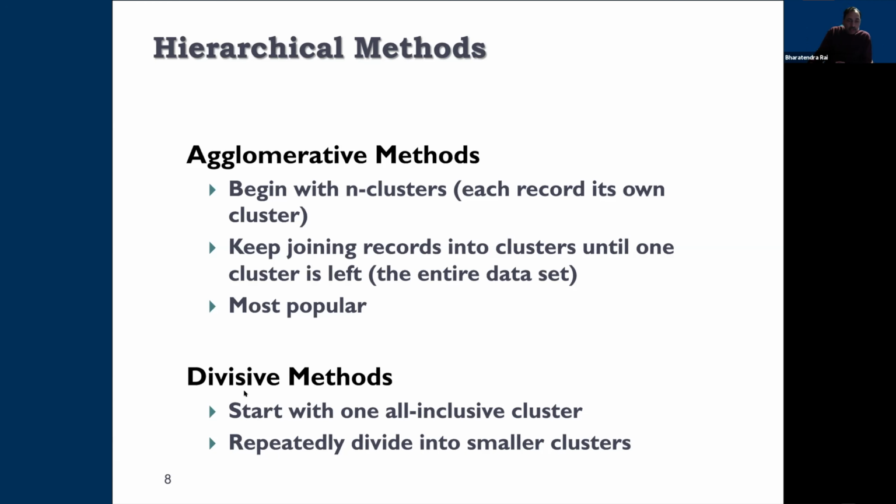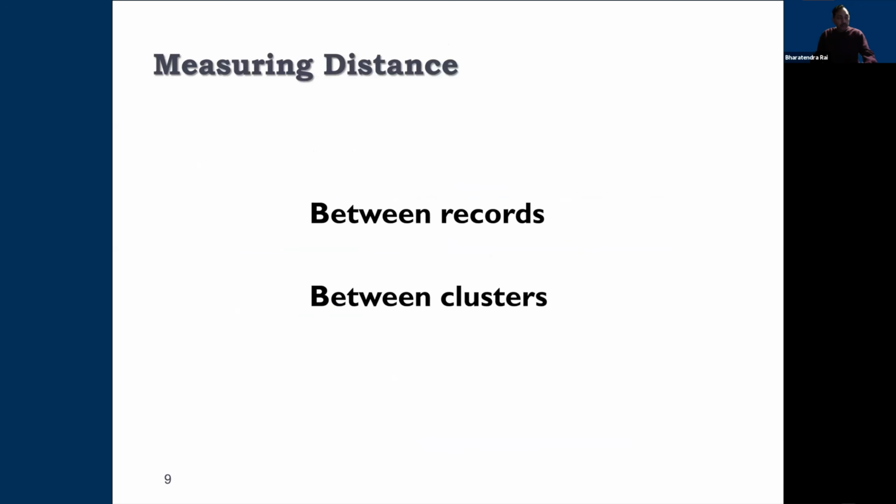Now the divisive method is the opposite of that. You start with one big cluster and then keep on breaking till you reach a stage where every company is its own cluster. So totally opposite direction. Now the question is, how do you measure a distance between two companies? Our data has 22 companies. So for measuring distance, there are two methods. One is between records, like between companies. And another measure we have to make is between clusters.